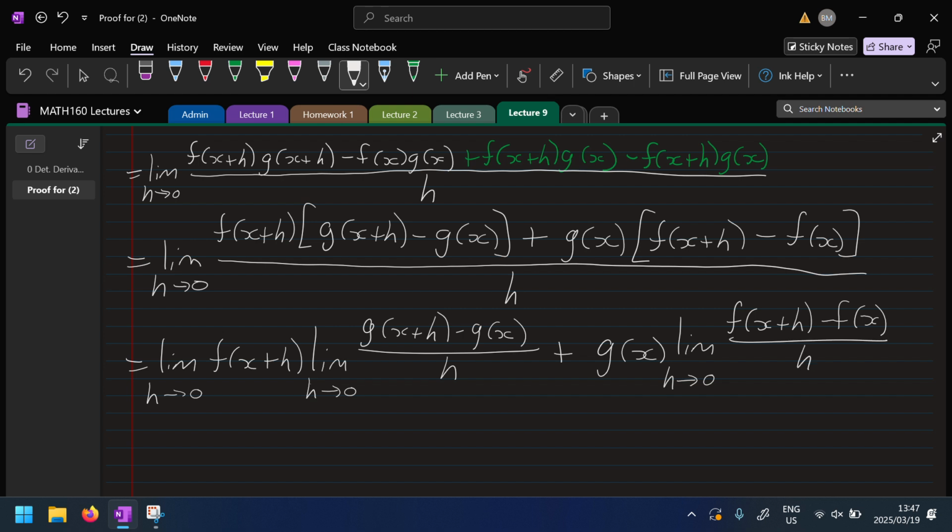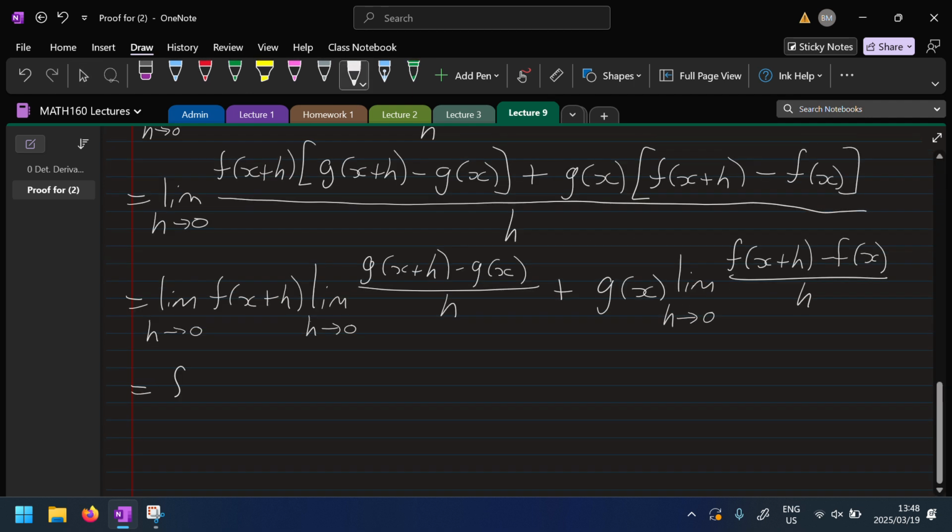Okay, so we've done what we wanted. We got 4 terms, and we split it up into 2 terms that give us the derivative for g, this part, and then 2 terms there where we have the derivative of f. Because now we can write this as f of x times, this limit is just the derivative of g, plus, and then that limit over there, well, that's just the derivative of f. Okay, times g of x. Okay, and that's what we wanted.